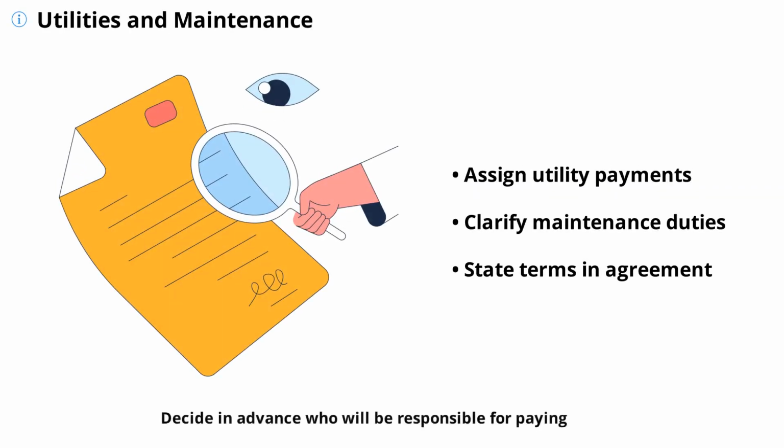Decide in advance who will be responsible for paying utilities and maintaining the property during the sublease period. This should be clearly stated in the sublease agreement. Sometimes, the original tenant continues to pay utilities and is reimbursed by the subtenant, while in other cases, the subtenant pays directly. Clear arrangements help avoid confusion and ensure the property is well cared for.